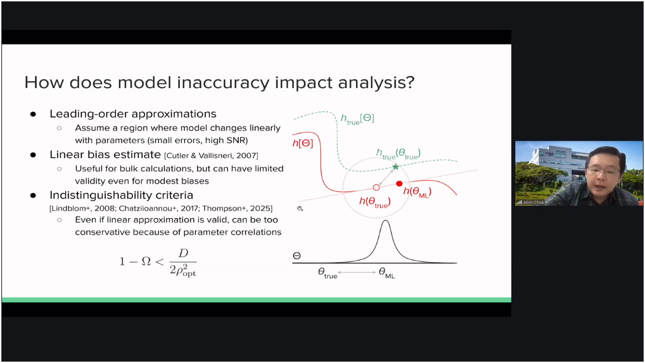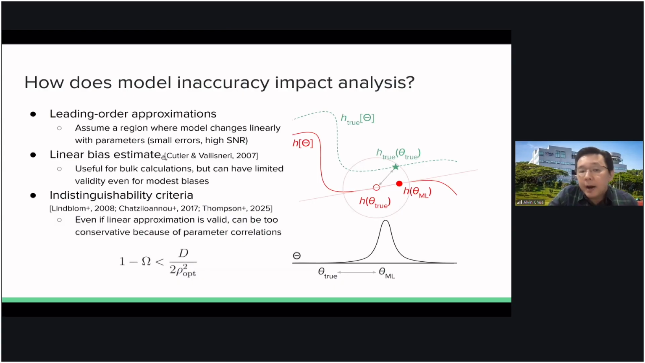Let's say you're looking at this red circle as the region. This is essentially equivalent to assuming that you're in the regime where your model errors are small and also your SNR is high. Once you make this assumption, there are methods that allow you to estimate biases much more quickly, or even accuracy standards.